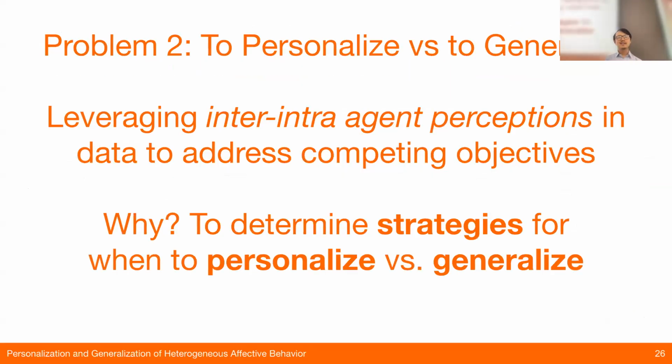Okay, so next, let's go into the second project. As we saw, previously we discussed the problem of generalization, which has been done mostly in the case of behavioral modeling. Second, we moved into why we need personalization and a method for personalization. So the question here is: are there cases when personalization is better, or are there cases when it's better to generalize? For that, we look into leveraging inter- and intra-agent agreement in data perception to address the competing question of when to personalize and when to generalize.